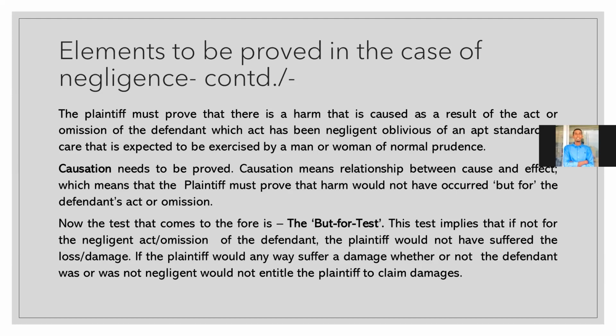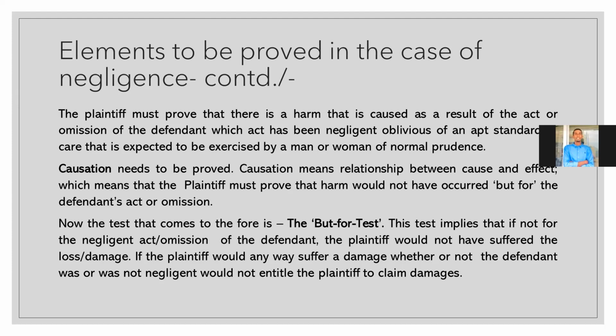Next is causation needs to be proved. Causation means relationship between cause and effect, which means that the plaintiff must prove that harm would not have occurred but for. I want you to pay attention a little bit. We will wind up and do it during the next class, but this is something very important. But for test. Now remember, already you have learned the neighbor test, which came about in Donoghue versus Stevenson. Now we are learning the but for test.